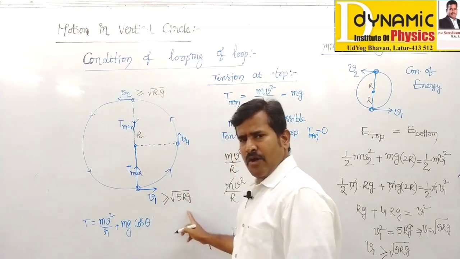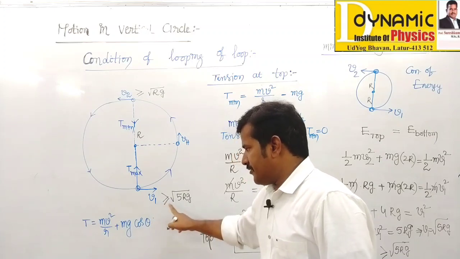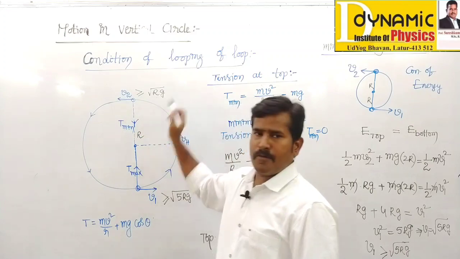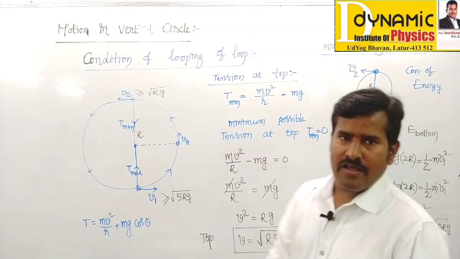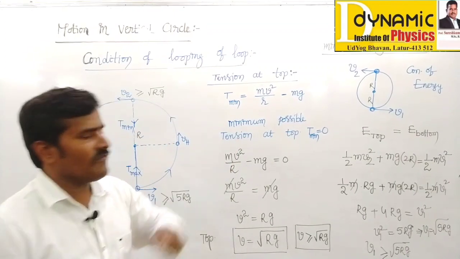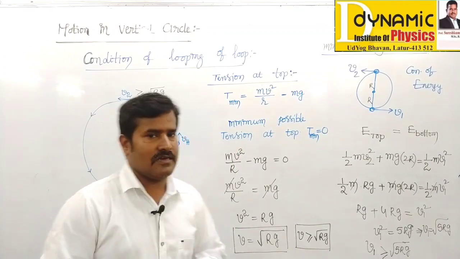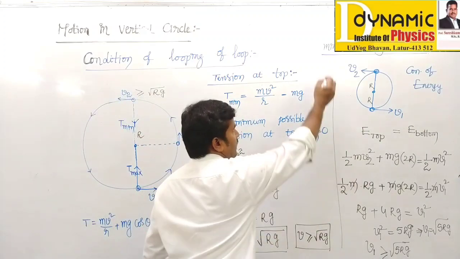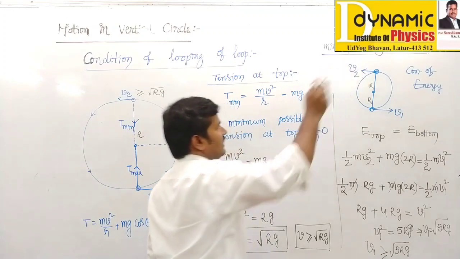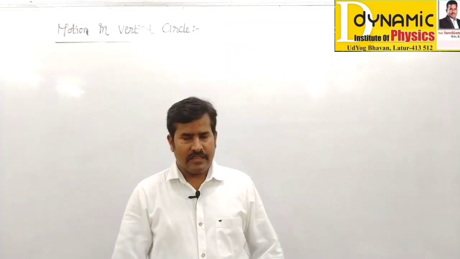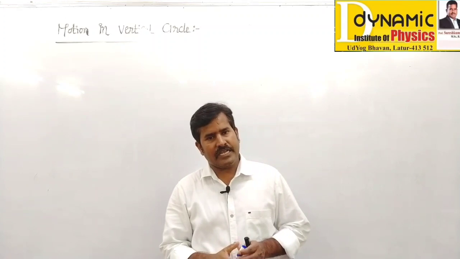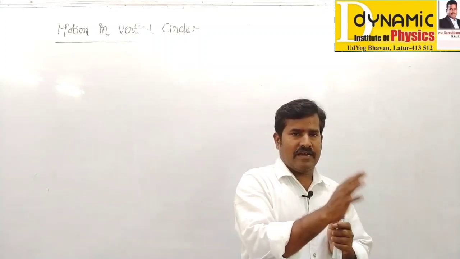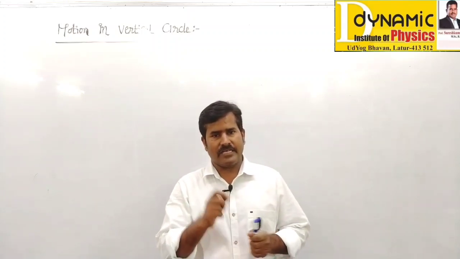So the maximum can be any amount, but the minimum velocity v1 equals root 5rg. More than this is okay. This is v2 at the topmost position, root rg. This is the velocity at different positions in a vertical circle. So this is the minimum velocity at the lowest position. We use the condition of energy conservation to calculate the velocities at different positions.